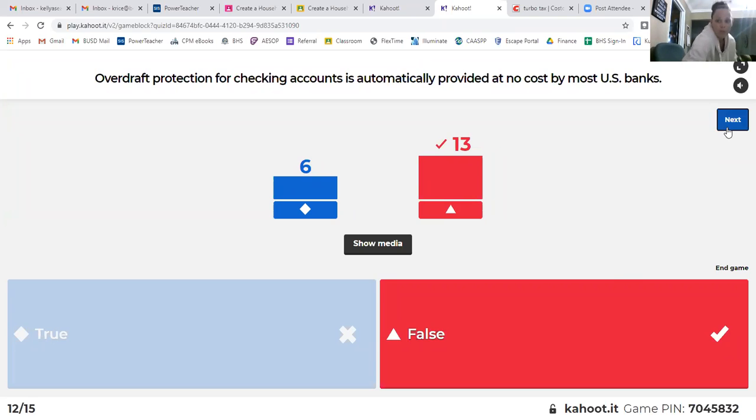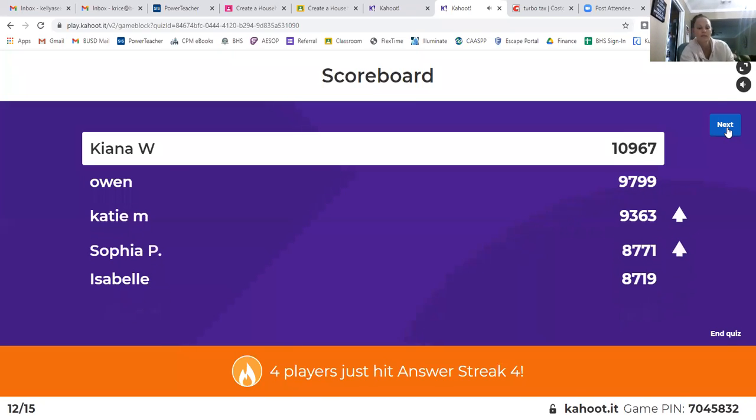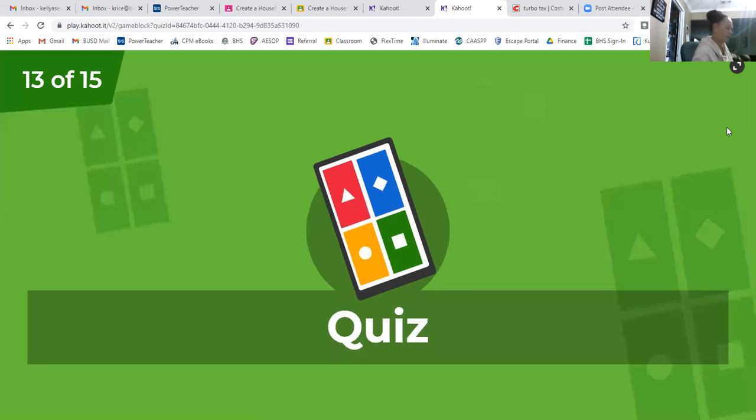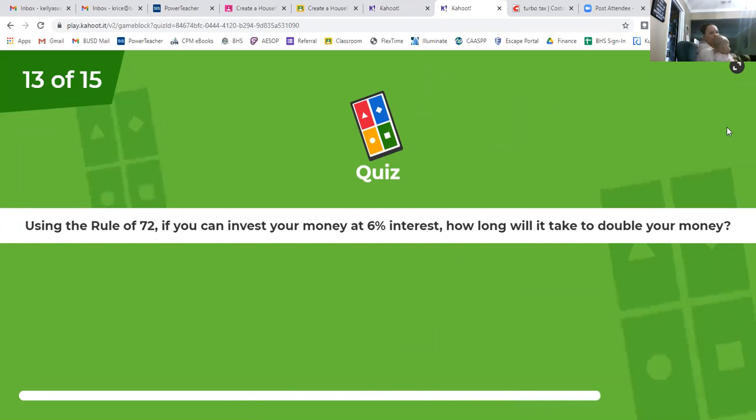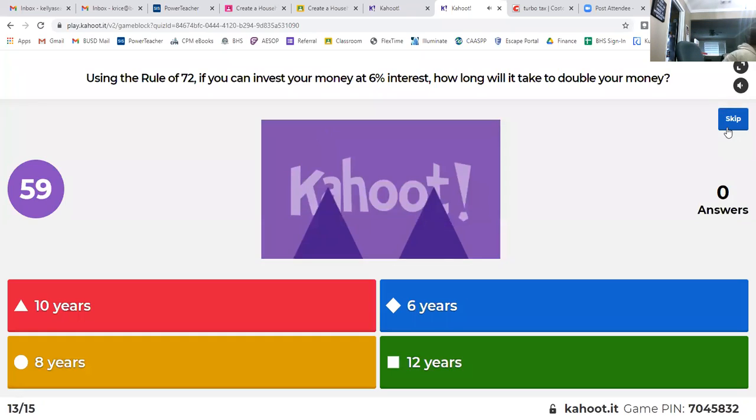These next three problems are math problems, so you have more time and may want to get out your calculator. Using the rule of 72, if you can invest your money at 6% interest, how long will it take to double your money? 10 years, 6 years, 8 years, 12 years. Rule of 72. How long will it take to double your money at 6% interest?